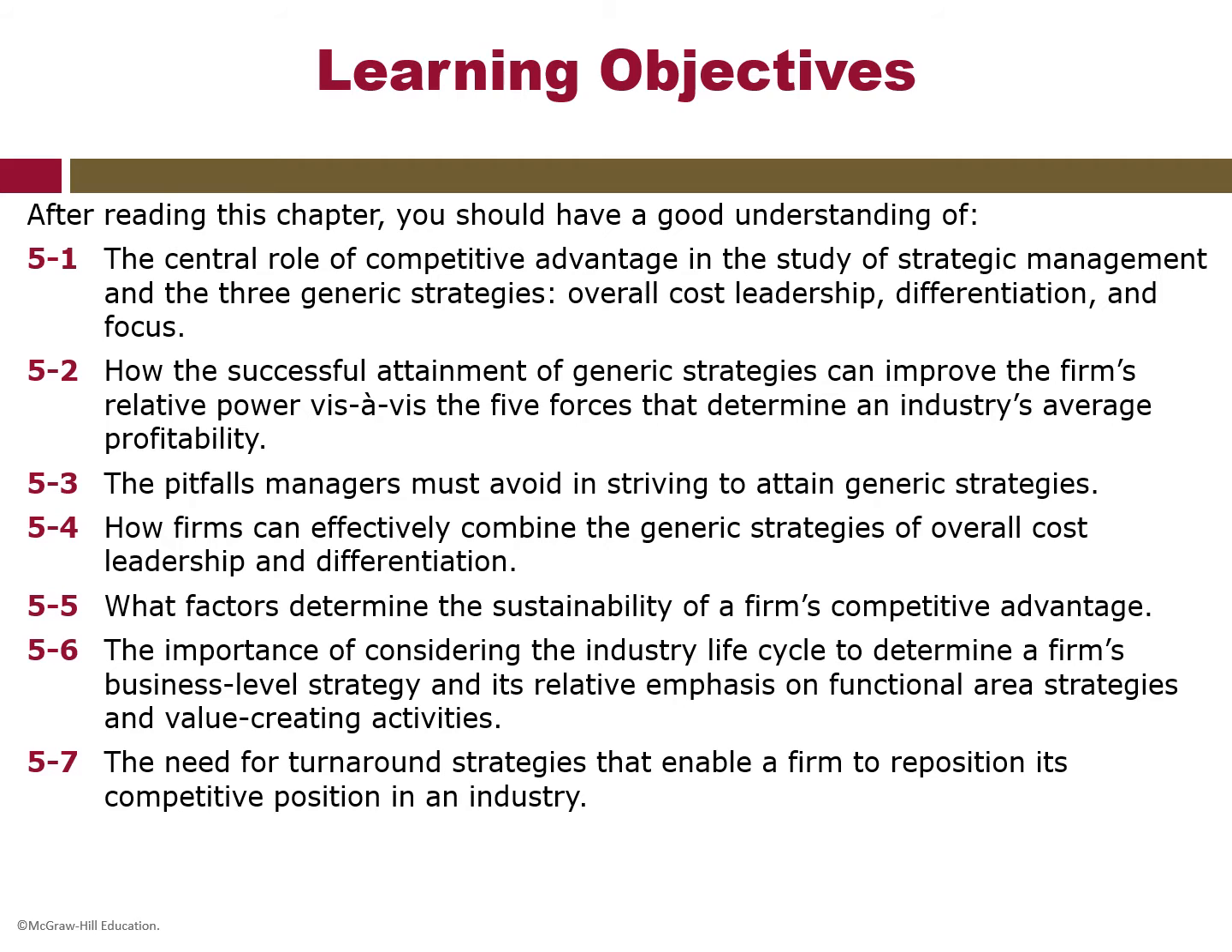The pitfalls managers must avoid in striving to attain the generic strategies, and how firms can effectively combine the generic strategies of overall cost leadership and differentiation. What factors determine the sustainability of a firm's competitive advantage? The importance of considering the industry life cycle to determine a firm's business level strategy and its relative emphasis on functional area strategies and value creating activities. And finally, the need for turnaround strategies that enable a firm to reposition its competitive position in an industry.